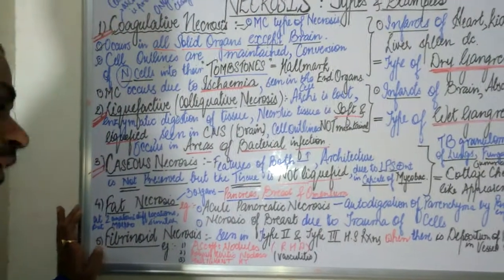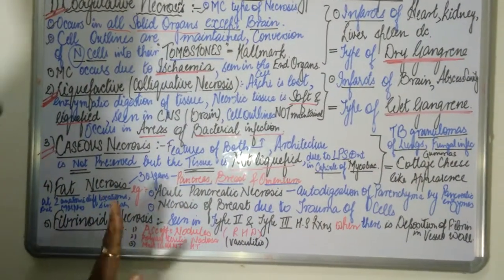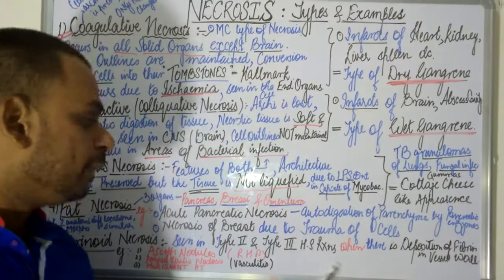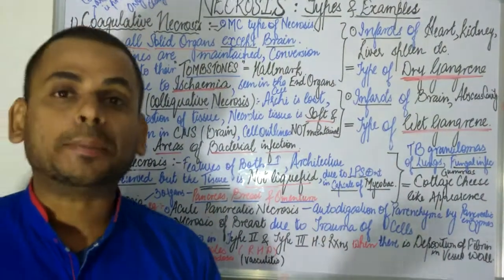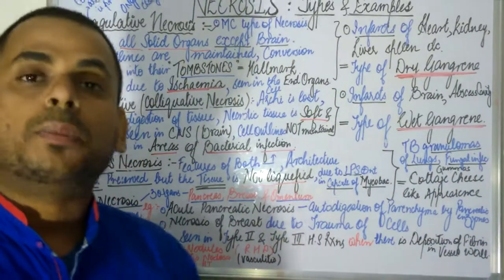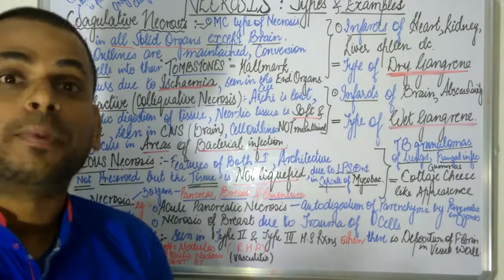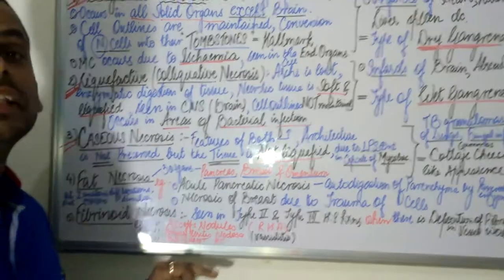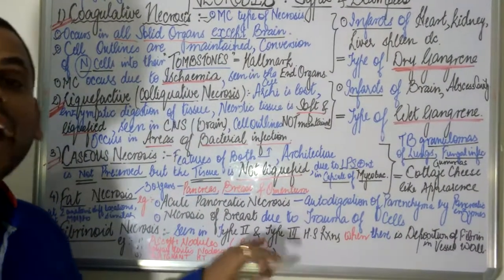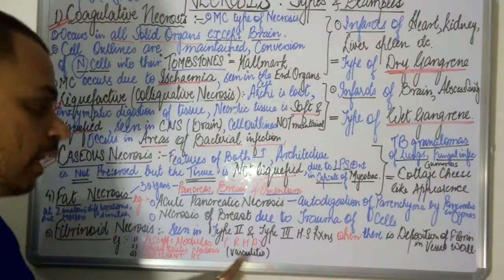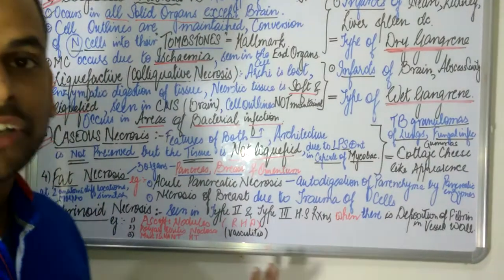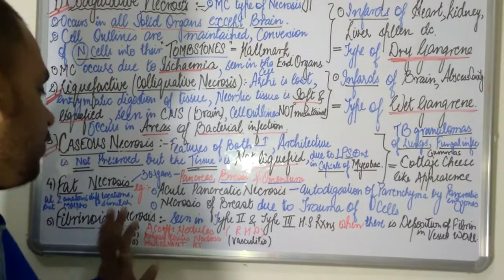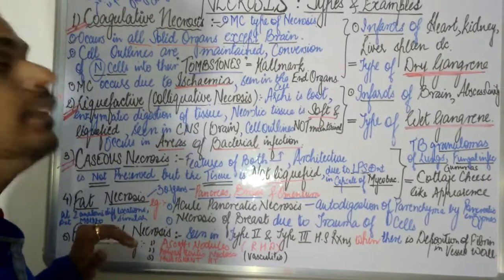Finally, the last type of necrosis, that is fibrinoid necrosis. Fibrinoid necrosis is mostly seen in type 2 and type 3 hypersensitivity reactions, whenever there is a deposition of fibrin in the vessel wall. The very famous examples include Aschoff's nodules seen in rheumatic heart disease, the vasculitis that occurs in polyarteritis nodosa, and malignant hypertension, where fibrinoid necrosis also occurs.